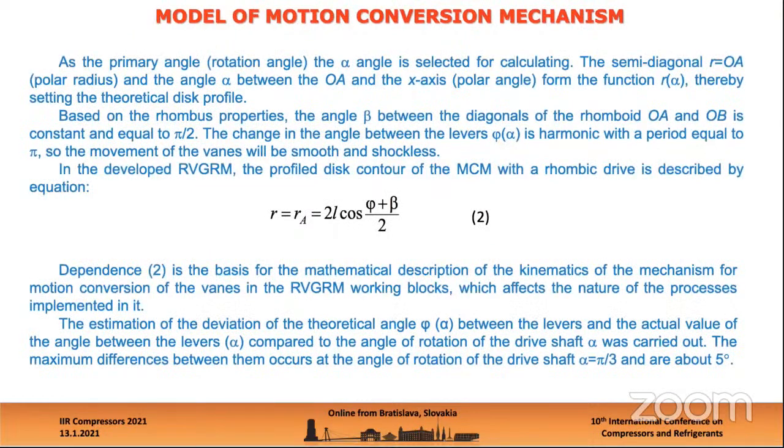In the developed RVGRM, the profiled disk contour of the mechanism with a rhombic drive is described by an equation. Dependence 2 is the basis for the mathematical description of the kinematics of the mechanism for motion conversion of the vanes in the RVGRM working blocks, which affects the nature of the processes implemented in it.